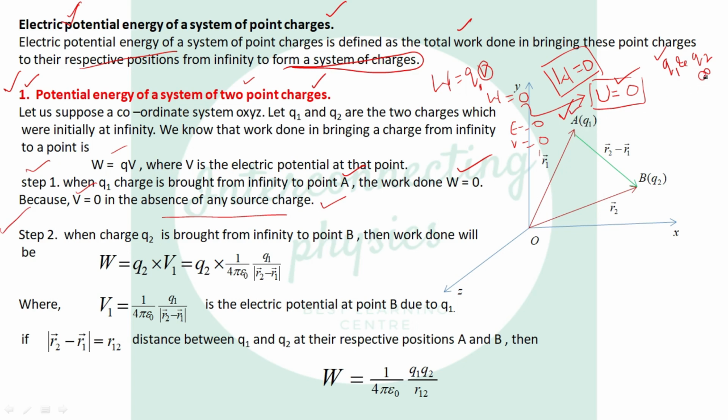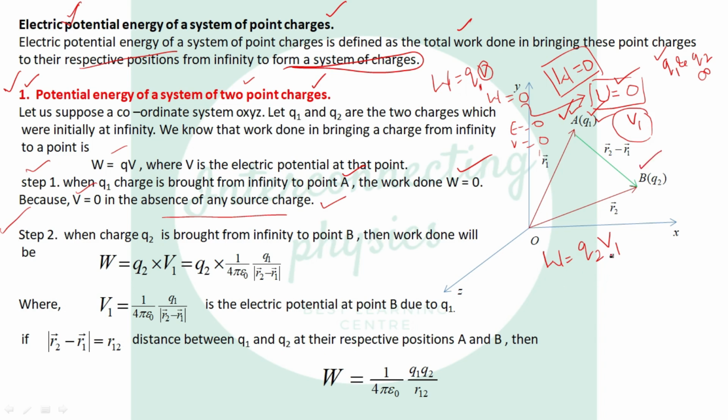Now bring the charge Q2 from infinity to point B. Now at this time, there exists Q1 charge and there is a potential of Q1 charge, that is V1. Now we are bringing Q2 charge in the potential of V1. Okay, so work done will be Q2 V1, the work done in bringing a charge Q2 from infinity to point B in the potential V1. V1 is the potential of charge Q1 at point B.